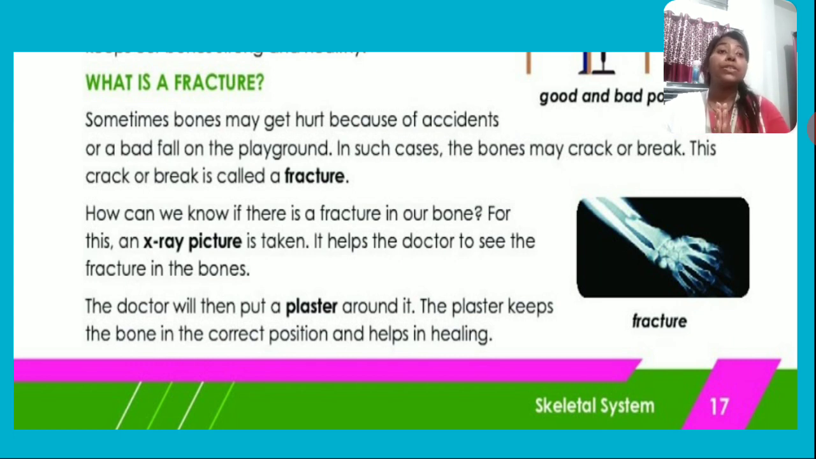This plaster is used to keep the bones in the correct position. Since your bone has been broken or cracked, if you put on a plaster, the plaster will keep the bone in the correct position. It won't let the bone move. Yes or no? Then we need a plaster. The first one is the X-ray, the second is the plaster.